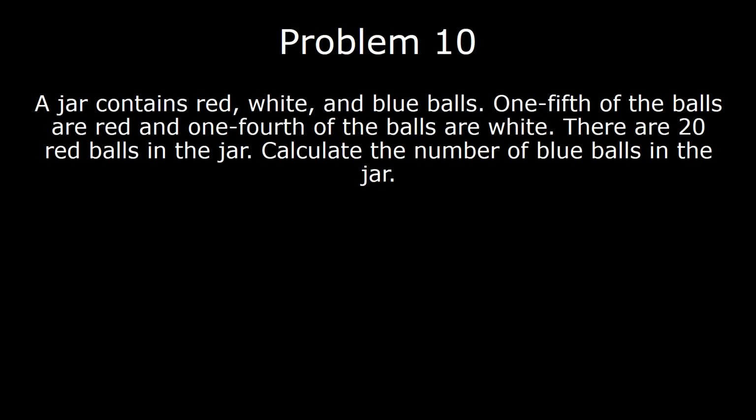Thus, this equation becomes 100 equals 20 plus 25 plus number of blue balls. Now we can simply transpose 20 and 25 from the RHS to the LHS. Thus, we have 100 minus 20 minus 25 equals number of blue balls. Calculating this, we get 55 equals number of blue balls. Therefore, there are 55 blue balls in this jar.